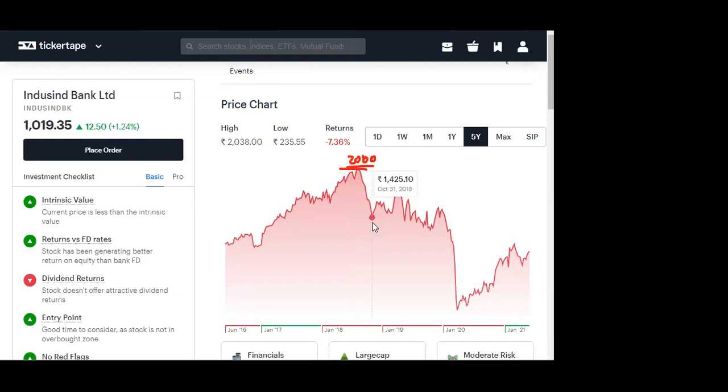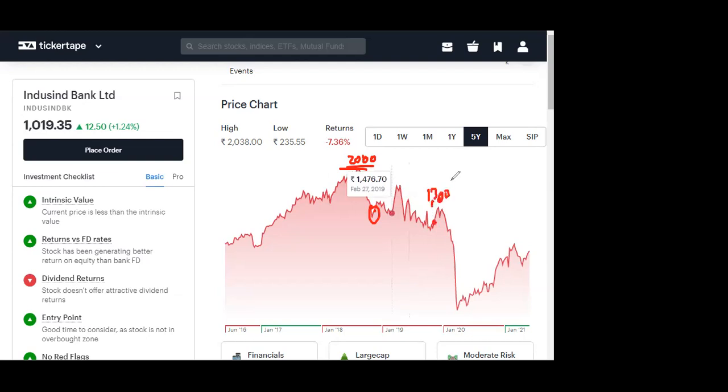People will be like, okay, it fell down. Now it is rising. He bought again here. Some people bought at this price, around 1400. Then some people bought here, around 1300, in October 2019. So let us see, I will just put the price 1300.